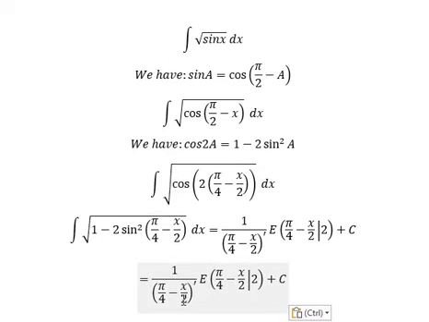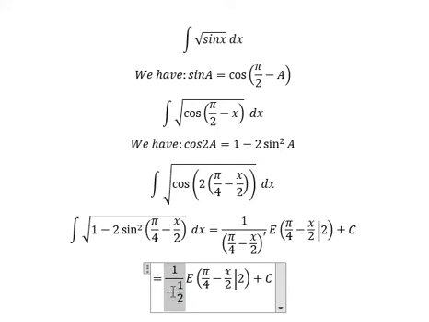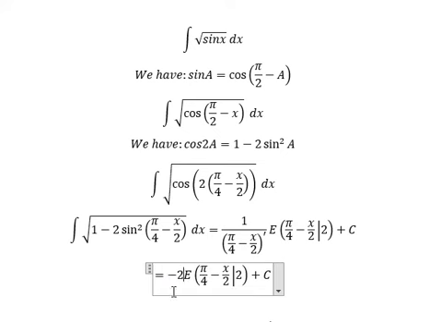So first derivative of this one, we have negative 1 over 2, and this one we have negative number 2, and that is the final answer. This is the end.